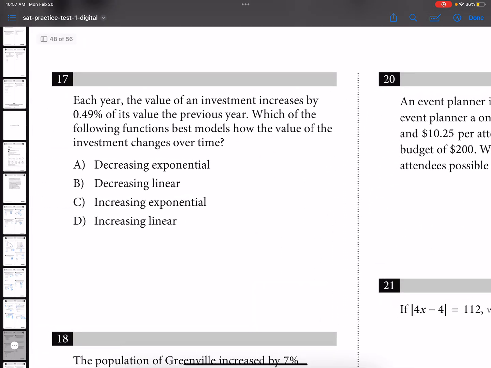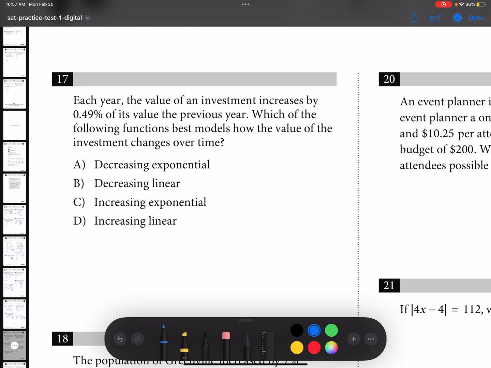All right, number 17. Each year, the value of an investment increases by 0.49%. Which of the following functions best models how the value of the investment changes over time? It increases by 0.49% of its value the previous year. So every year, it'll increase by 0.49%, which is about 0.0049. That means it would be increasing exponentially, because it says 0.49% of its value the previous year. It doesn't say it's adding on. It says increases, but we're multiplying it, so it's increasing exponentially.